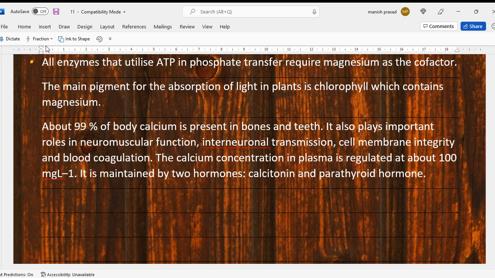All enzymes that utilize ATP in phosphate transfer require magnesium as a cofactor. Okay, a cofactor is something which helps the ATP to combine with phosphates so that it can become the energy currency. People with biology will do more about it, but for people in chemistry, it is just a word that needs to be learned. Now, Pranav, the next one.